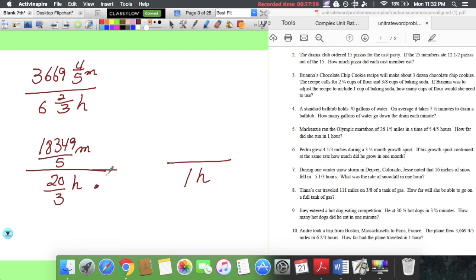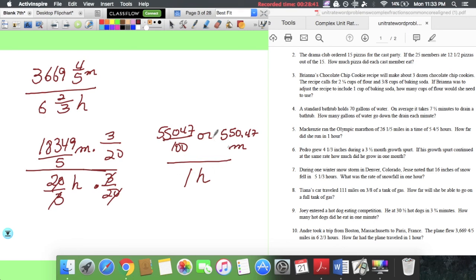We're going to multiply this by 3 over 20. Cancel, simplify, sorry. And then on top by 3 over 20. Yikes. So we're going to get this ridiculously large number, and 5 times 20 at the bottom is 100. On top I'm going to get 18,349 times 3, which is going to give us 55,047, which if I divide by 100, makes this 550 miles, 0.47 miles. 550.47 miles in 1 hour.